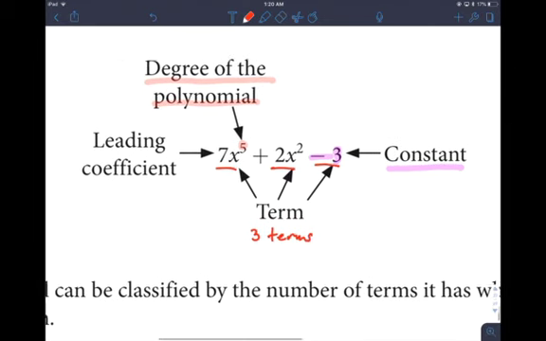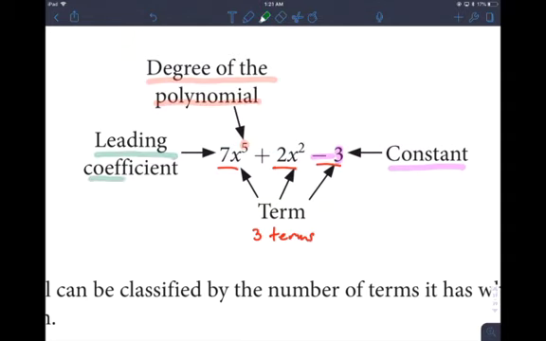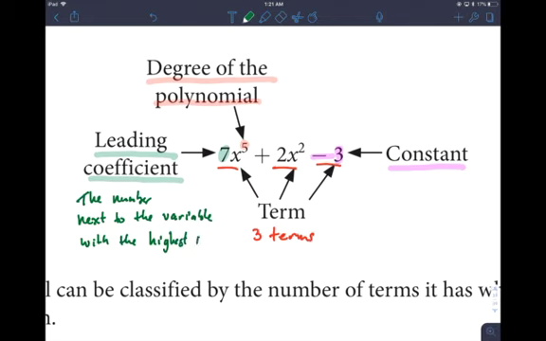And this is the newest one. What do we mean by leading coefficient? Here the leading coefficient is the number in front of the variable with the highest power. So one way to look at it is the number next to the variable with the highest power. So that's what leading coefficient is.